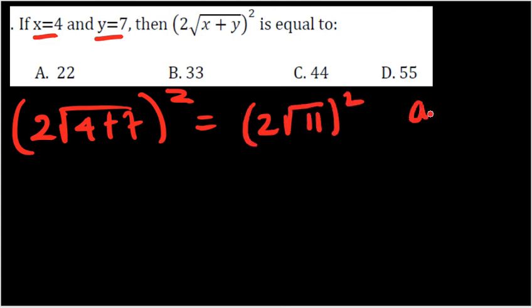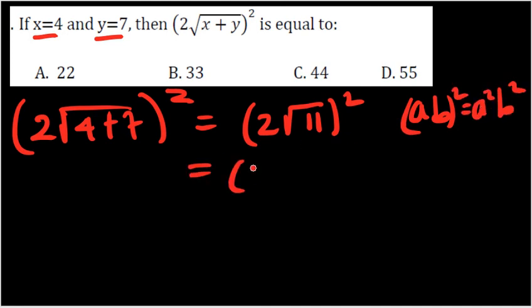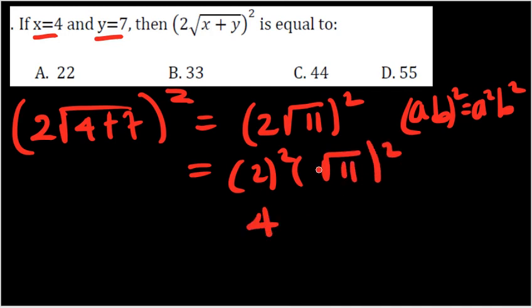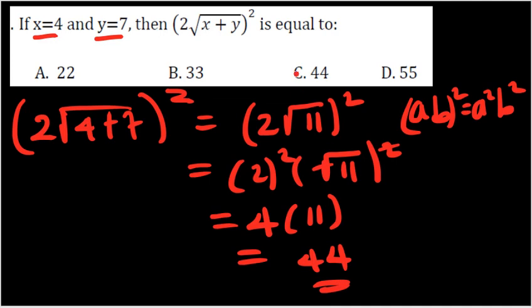But remember, there is a rule: ab the whole squared is the same as a squared b squared. We can square separately, so this is the same as 2 squared and radical 11 squared. 2 squared is 4, times radical 11 the whole squared, the radical is cancelled out and 11 is left. So 4 times 11 is 44. So finally the answer is found in C.